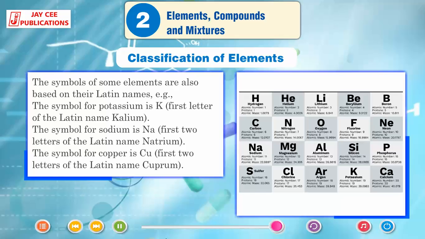The symbols of some elements are also based on their Latin names. Example, the symbol for potassium is K, first letter of Latin name kalium. The symbol for sodium is Na, first 2 letters of the Latin name natrium. The symbol for copper is Cu, first 2 letters of the Latin name.